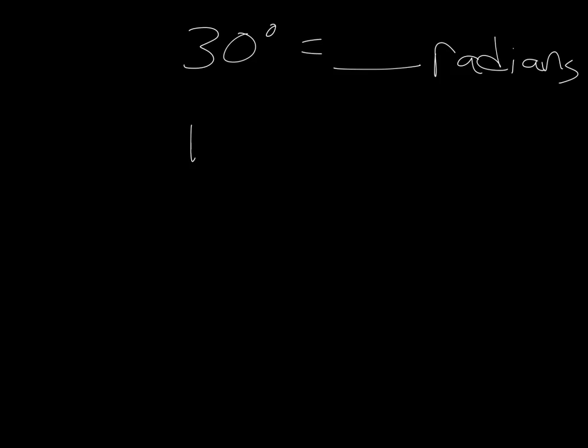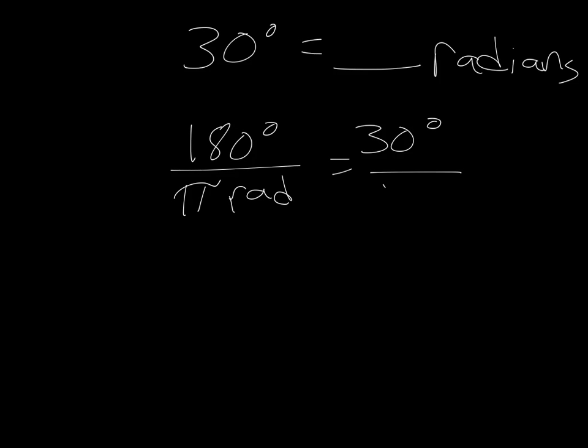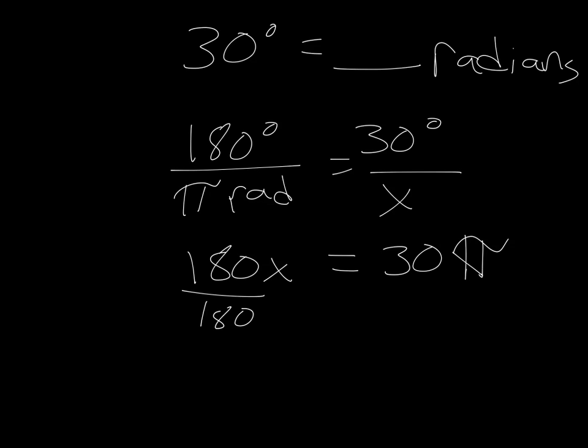Well, I know that 180 degrees is worth pi radians. Now I have 30 degrees, and that's going to be worth x radians. So I can multiply through: 180x equals 30 pi. I want to get the x by itself, so I'm going to divide through by that 180. And then I need to simplify. So as I was dividing through, I would have 1/6 pi.